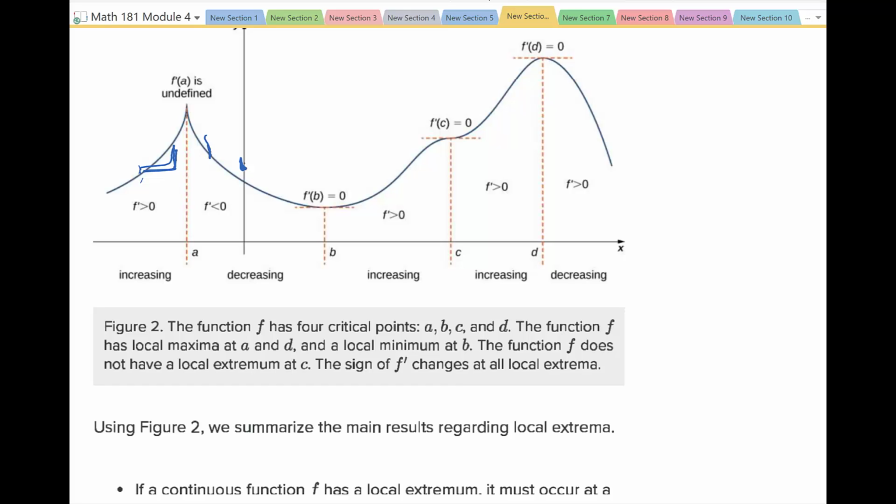Okay, so for the function f of x equals x cubed minus 6x squared plus 9x plus 30, determine all intervals where f is concave up and all intervals where f is concave down, and list the inflection points. Okay, so we have our first derivative, f prime of x is 3x squared minus 12x plus 9. And our second derivative is going to be 6x minus 12.